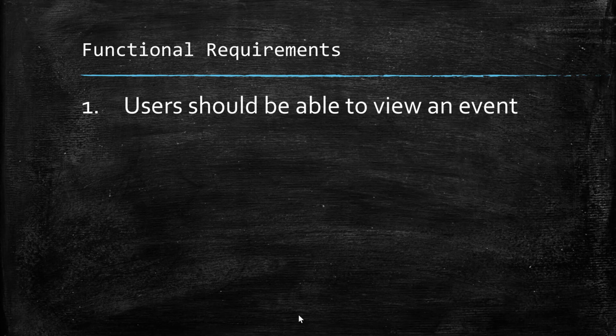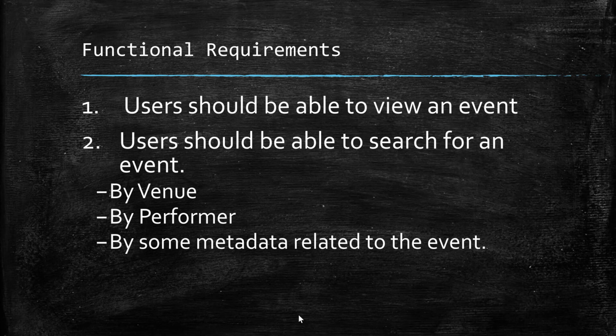First, the user should be able to view an event. Second, user should be able to search for an event by venue, by performer, or by some metadata that is related to event. So we want to provide a full text search to the user. Third is the user should be able to reserve a ticket. So reserve or book a ticket is kind of the same action for us.